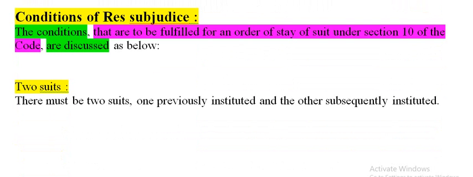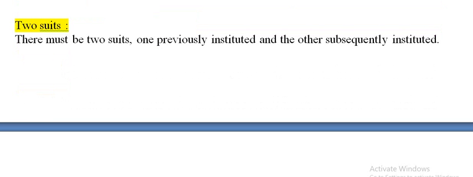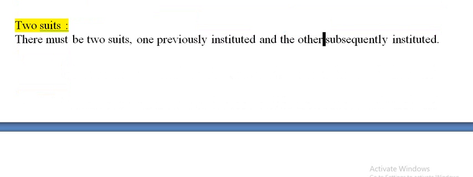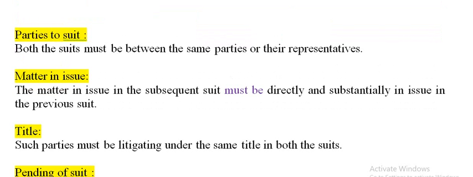Now we are going to see the conditions of res subjudice. The conditions that are to be fulfilled for an order of stay of suit under Section 10 of the Code are discussed as below. First, two suits: there must be two suits, one previously instituted and the other subsequently instituted.